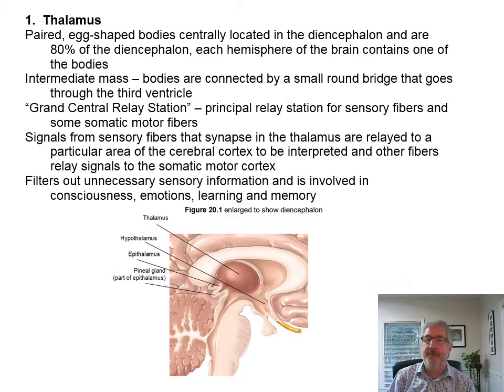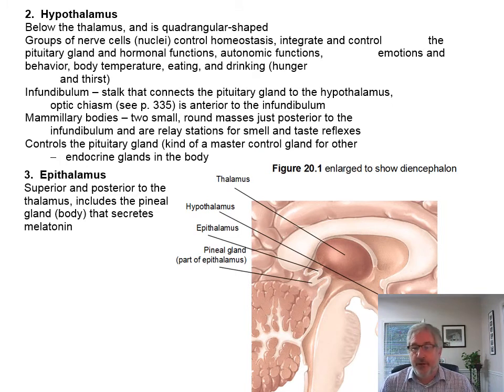Okay, next slide. So we talked about the hypothalamus a little bit, and it's below the thalamus. Hypo means below. It is quadrangular shaped, a shape more like this. So it's a quadrangle. It goes down like that. And it has the infundibulum hanging down with the pituitary gland hanging off of that.